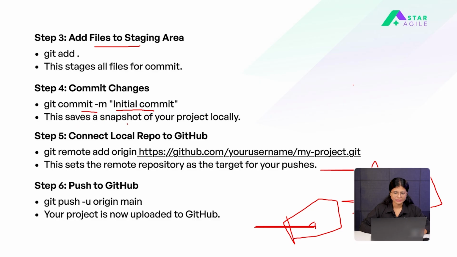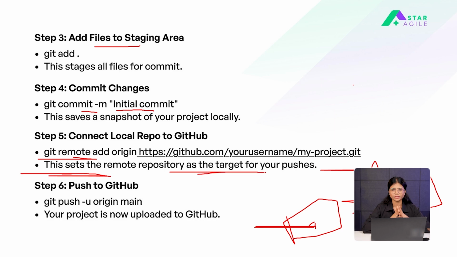Then you have to save that, and then you have to connect your local repository to your remote repository. Local repository means where you are working, that is your git bash. From your git bash you have to shift, and for that the command is git remote add origin, and then you give the repo URL. This sets the remote repository as a target for your pushes.